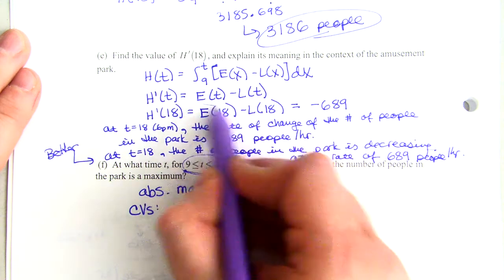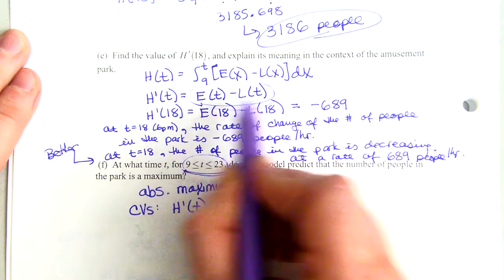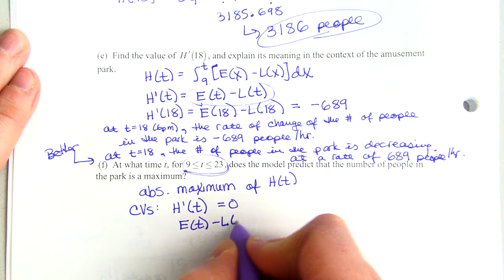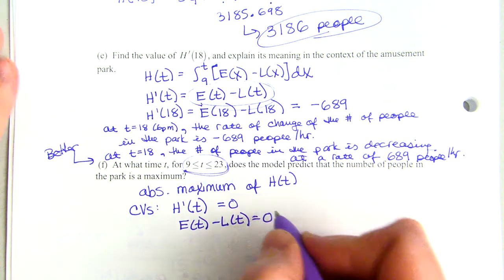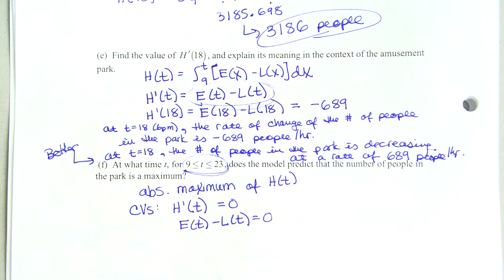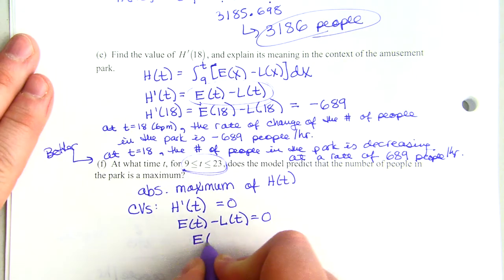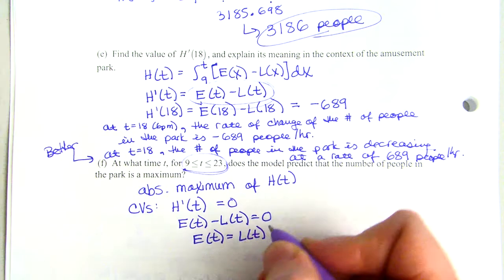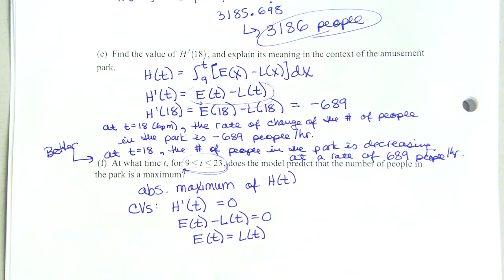Well, I previously calculated the derivative. I said the derivative was e of t minus L of t. I need to see e of t minus L of t equals 0. What makes e of t minus L of t equal 0? Or I can think about this as, where does e of t equal L of t? Those will give me the critical values, and then I'm going to have to test those along with my endpoints.